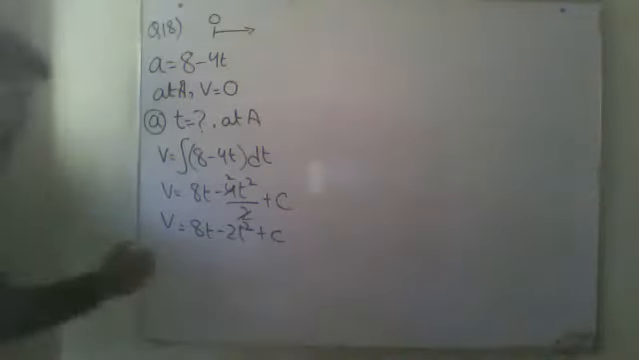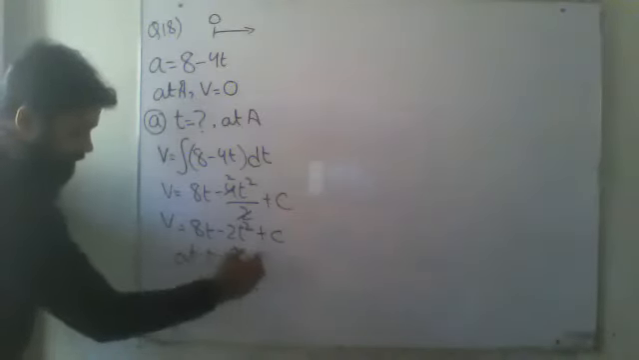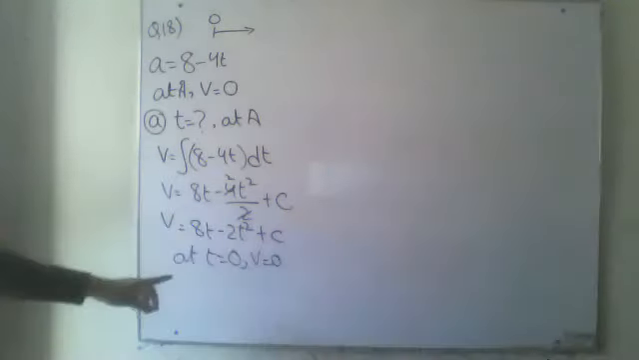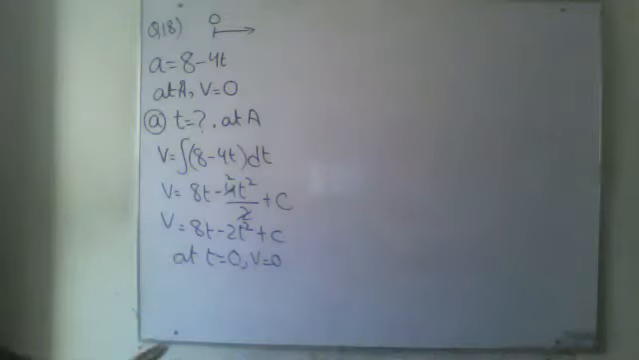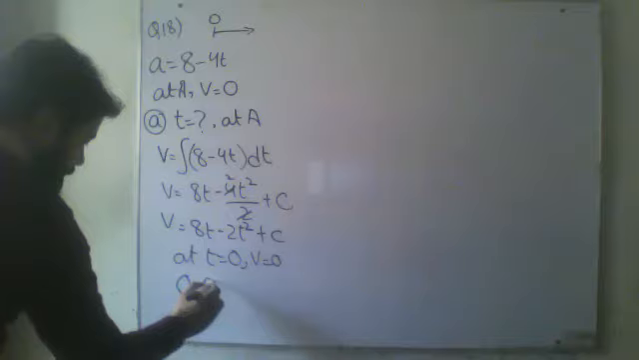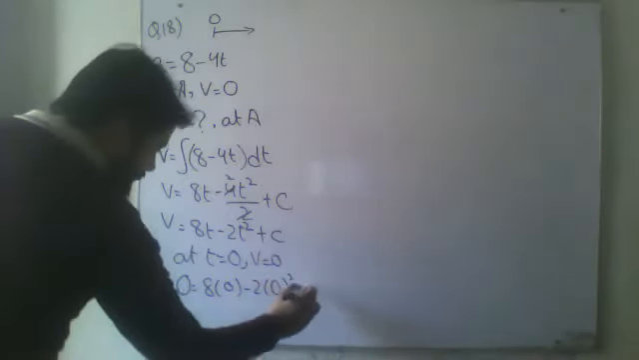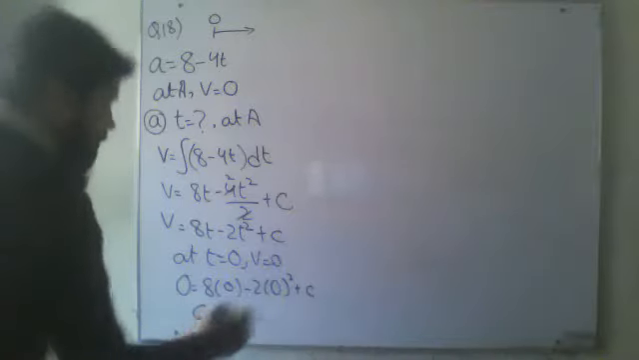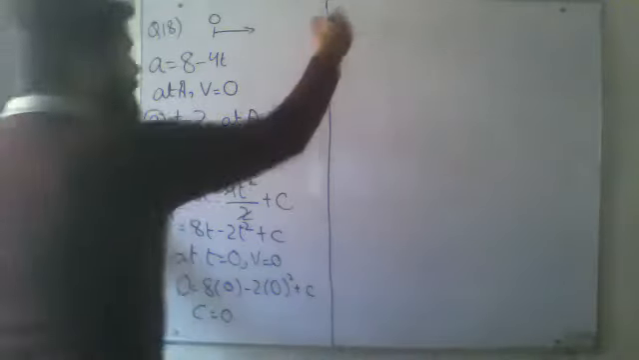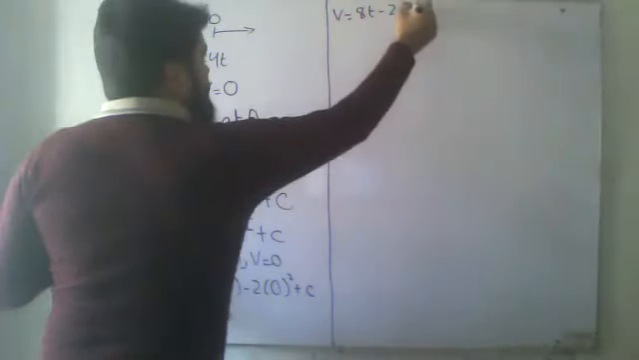After that, at t equals to 0, velocity was 0, because the body has started from rest. So putting 0 over here, 8 times 0 minus 2 times 0 whole square plus c, the value of c is coming 0. So what will be the velocity equation? That will be v equals to 8t minus 2t square.